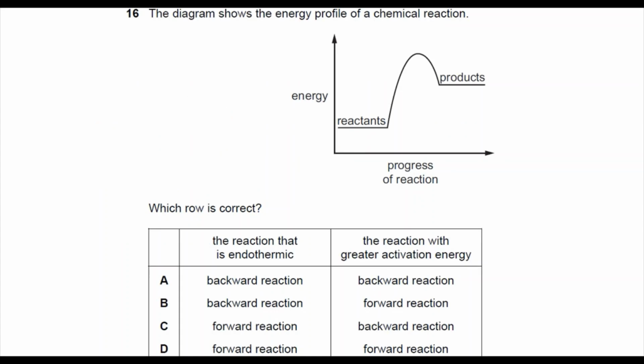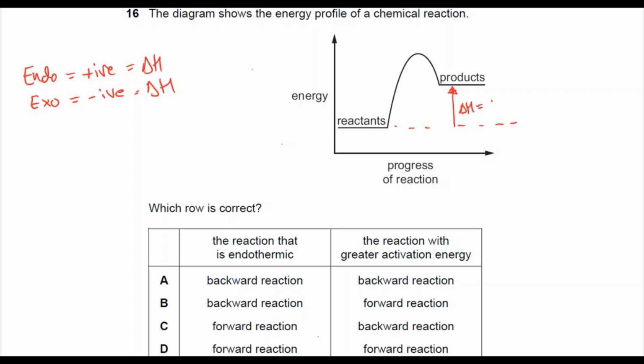Question number 16. The diagram shows the energy profile of a chemical reaction. Which row is correct? They're basically asking which reaction is endothermic, and which reaction has a greater activation energy. I hope you know that endothermic reactions have a positive delta H. The exothermic reactions have a negative delta H. The arrow for delta H always goes from the reactants to the products. Just remember that.